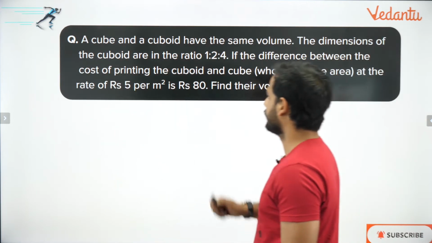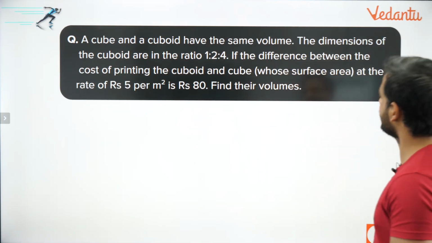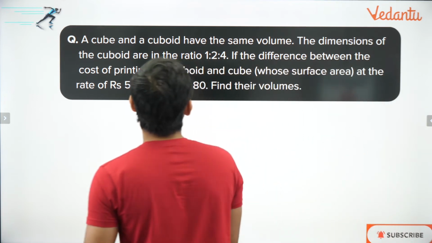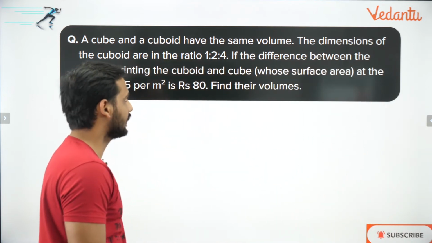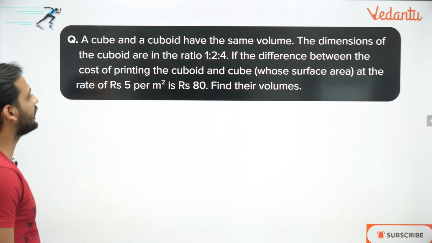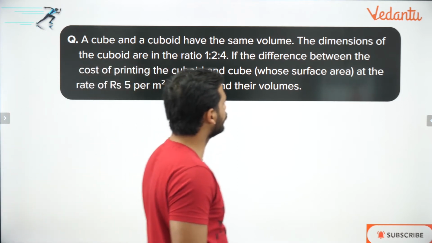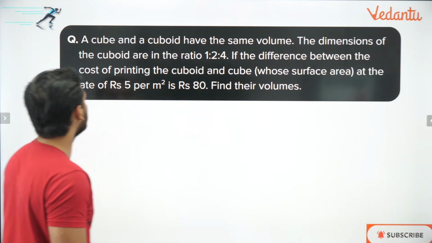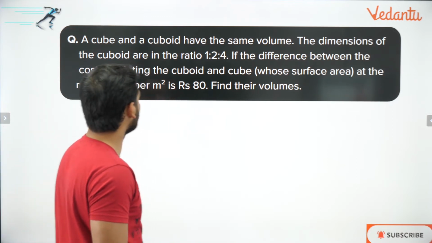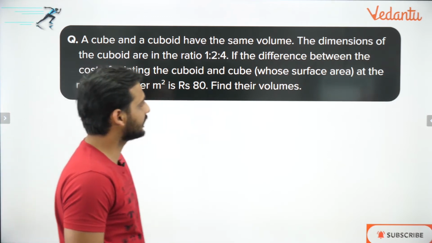Let's move ahead. The next question is: a cube and a cuboid have the same volume. The dimensions of the cuboid are in the ratio 1:2:4. If the difference between the cost of printing the cuboid and cube whose surface area at the rate of rupees 5 per meter square is rupees 80, find their volumes.